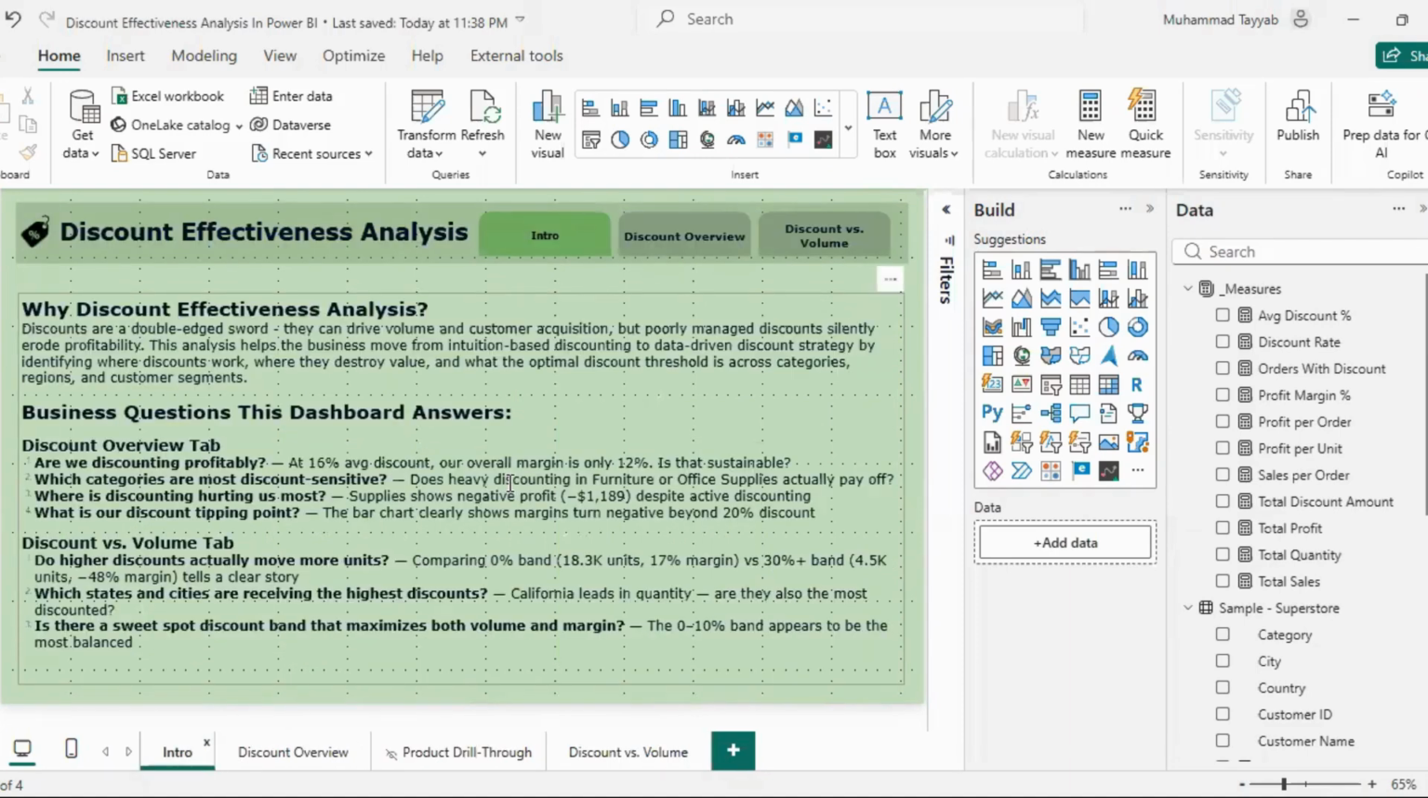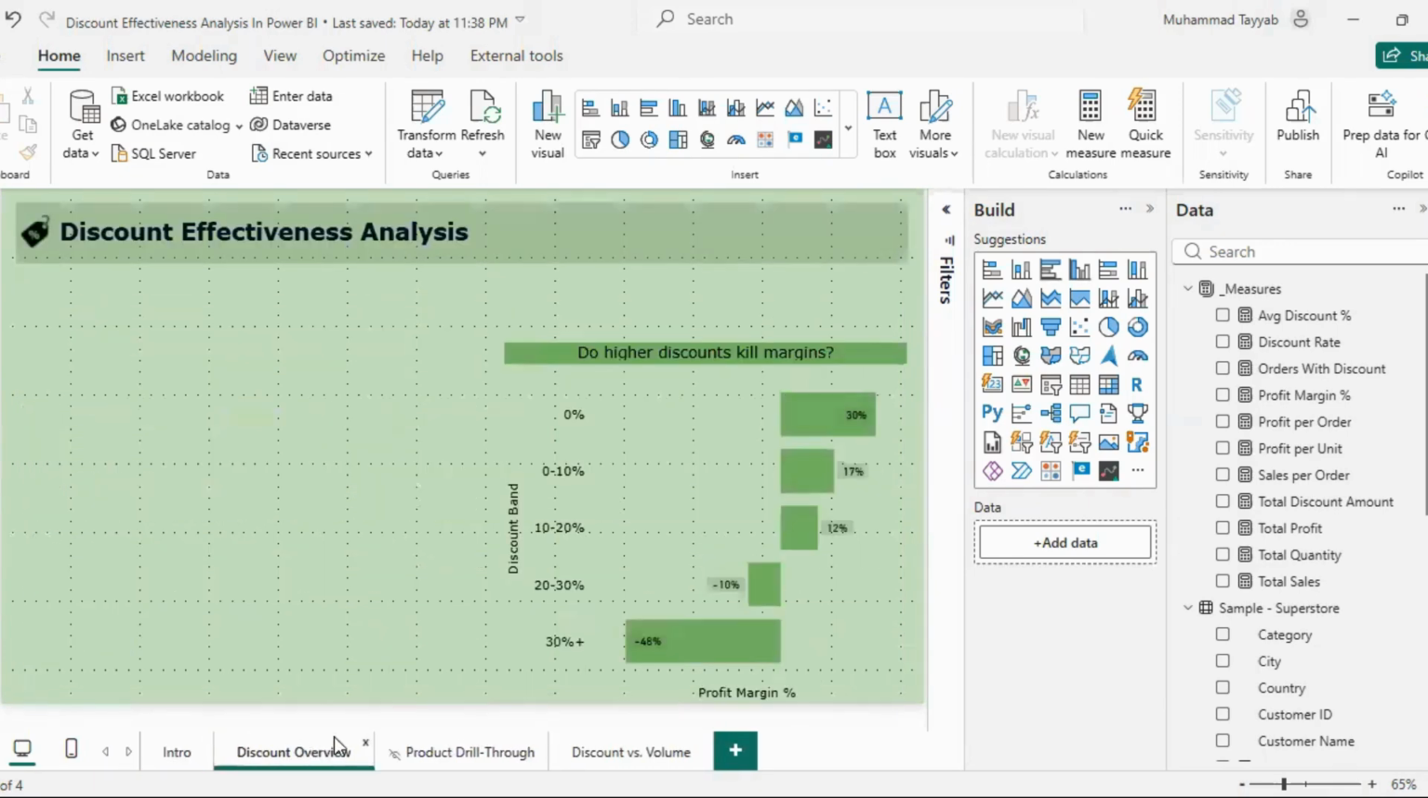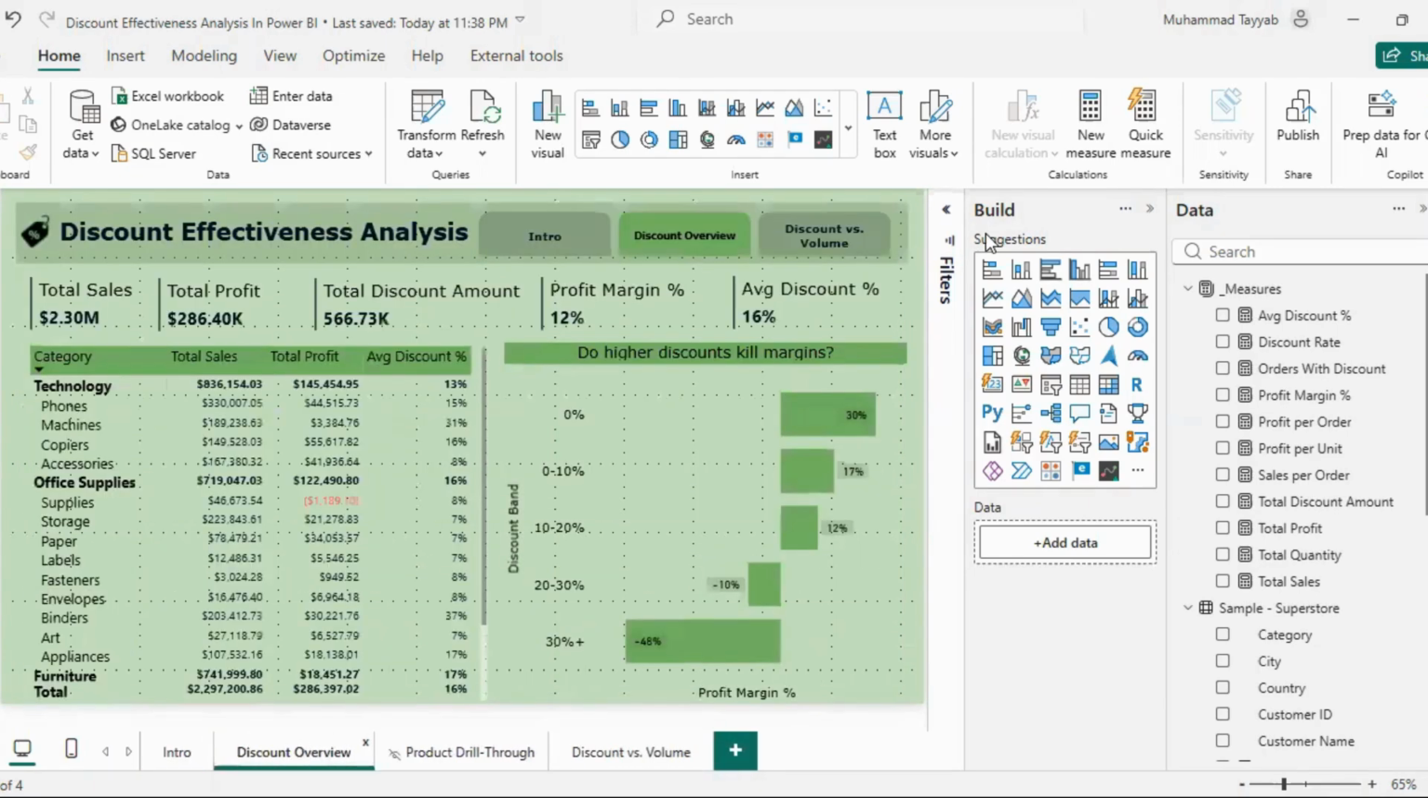So the business question one, for example, are our discounts profitable, right? The first question I want to answer is, let's say if I go over here at 60% average discount, is our business actually profitable? And the answer is barely.